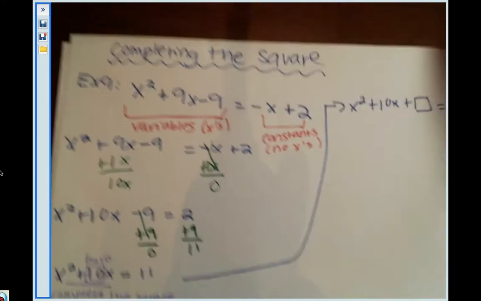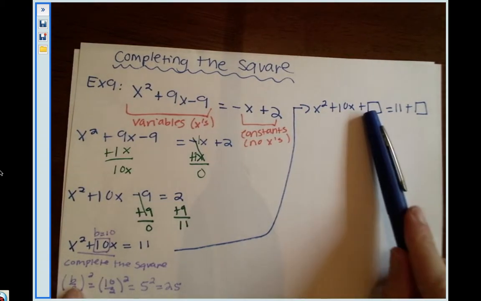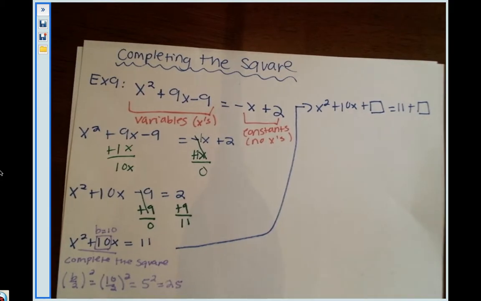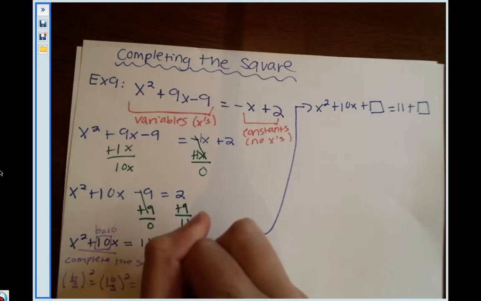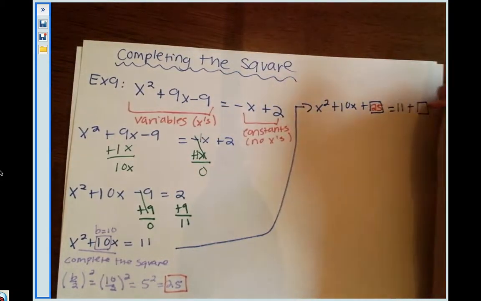So I'm not changing the equation if I add the same thing onto both sides. Oh, sorry guys. I'm trying to make you see the whole thing, but it's not working. Okay. So this b over 2 squared is what I'm going to insert into my equation in both of these nifty spots right here. So this 25 right here is going in the box. This is the box. Okay, so I'm going to add 25 on both sides.